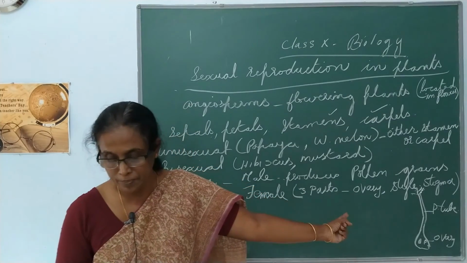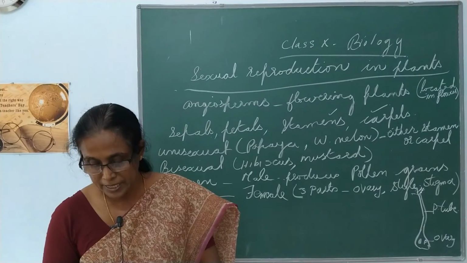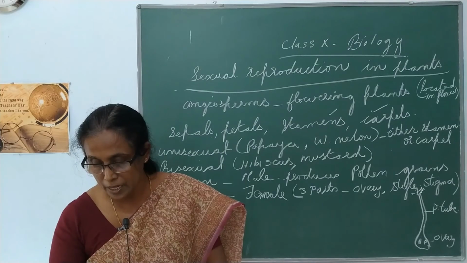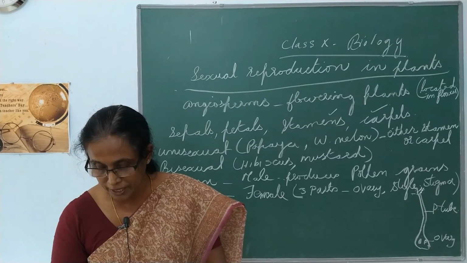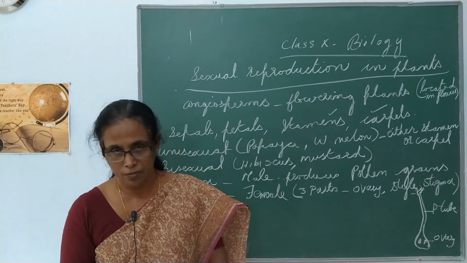See the fusion of the germ cells, or the fertilization, that you can see in the picture. See the pollen grains falling through this tube and the fertilization takes place in the ovary.